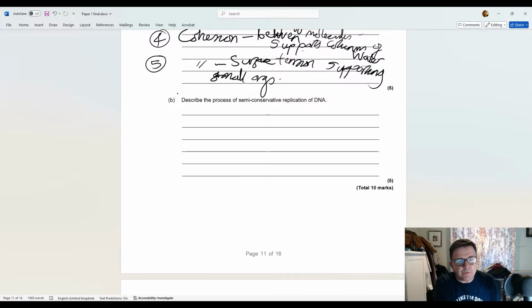Right. So the first thing is good old DNA helicase comes along. DNA helicase splits the double helix. So it unwinds the DNA helix, or breaks the hydrogen bonds. Getting much better at my writing now. I should have practiced earlier. Or it breaks hydrogen bonds. That's what I probably would have said. Both strands act as a template.